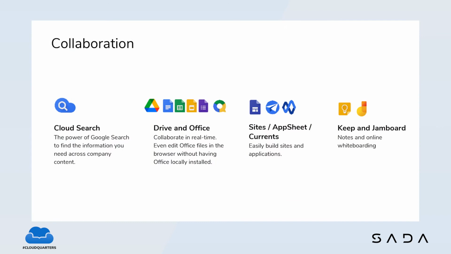Next, we have collaboration, and this section or area is mainly around file storage. So you have Google Drive where you can store all kinds of files, but there's also the Google file formats that allow some amazing benefits like real-time collaboration, revision history, and managing of sharing. So there's that, and then there's other tools involved as well, such as Sites, AppSheet, and Currents, which provide additional capabilities to organize information, and then Keep and Jamboard, some simple and fun tools that help people work together as well.